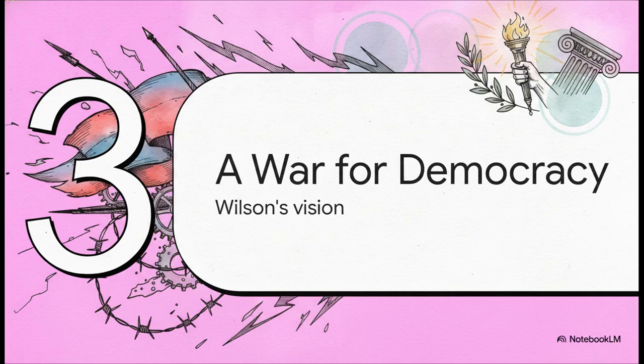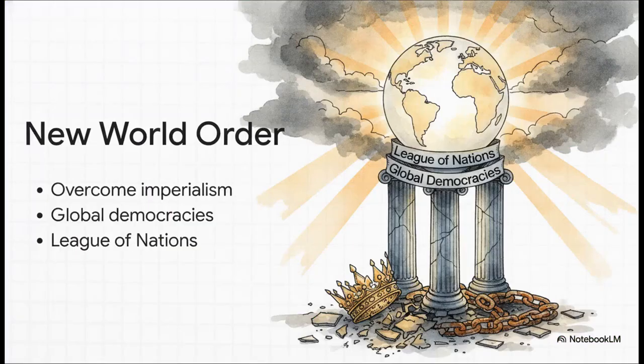Let's shift gears to Chapter 3, A War for Democracy. Okay, so once war was actually declared, the justification morphed incredibly fast from mere self-defense into this grand ideological crusade. Wilson's vision for a new world order was breathtakingly ambitious. Remember, he was a progressive Calvinist. He didn't see this as some traditional land grab. He genuinely believed imperialism was the root cause of the whole war, and he wanted to completely overcome it. He envisioned a world of democracies built on free trade and proposed a League of Nations for global governance. This was meant to be the war to end all wars. It was viewed as this once-in-a-generation, God-given opportunity to basically hit the global reset button.